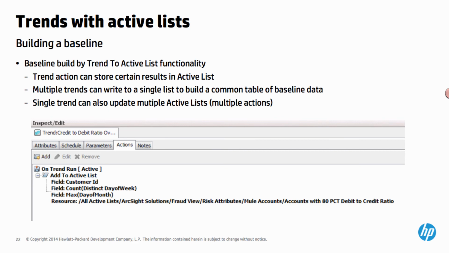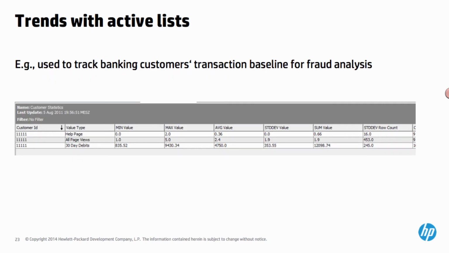summarized and put that information into an active list that allows us to track what the current running baseline is. So you can have multiple trends write to a single list. We can update that information as much as we need to. And a single trend can also update multiple active lists as well. Here, for example, we can see a scenario where we're taking some data of a customer ID, the count of the day of the week, and the maximum day of the month, and then putting that information into a debt credit ratio for a risk. In this particular example, it's for a risk calculation. So we can track banking customers' transactions and so on.